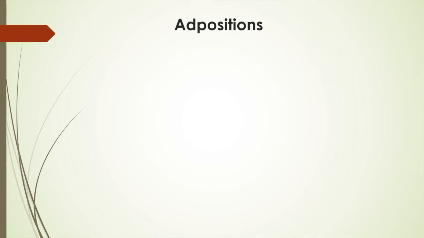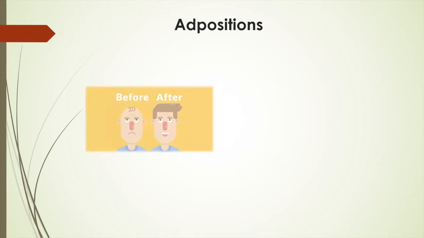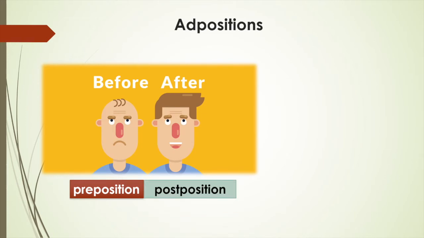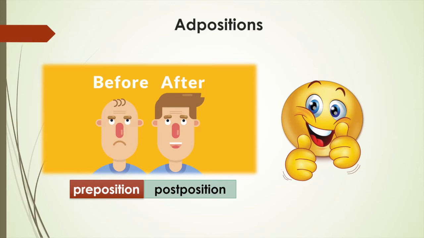Adposition is a catch-all term that basically covers three types of words: prepositions that come before the modified word, postpositions that come after, and those that can go either before or after are called ambipositions. The English language has all three kinds of adpositions, so let's start with the postpositions.